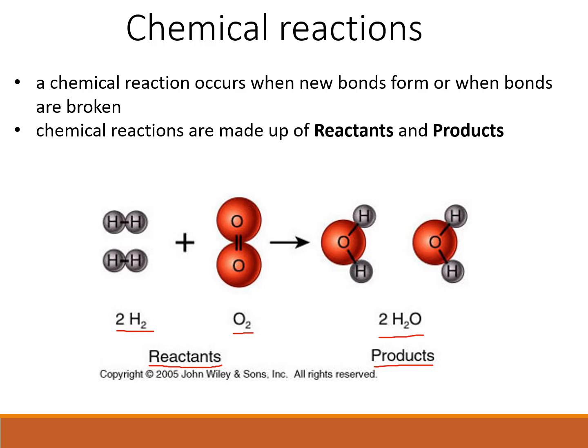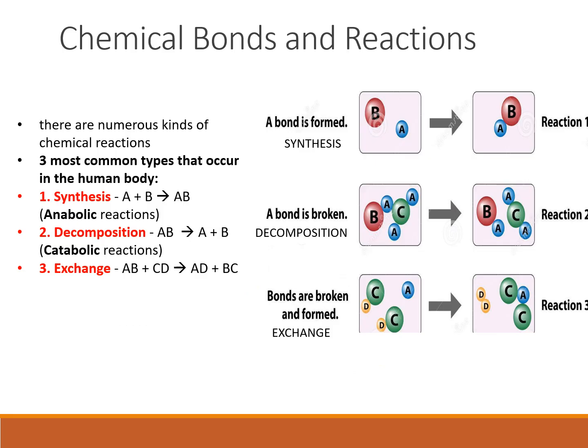We're going to break these bonds that exist between the hydrogen molecules. We're going to break these bonds which exist between the oxygen atoms. And then we are going to, through the chemical reaction, reform brand new bonds and create products. There are numerous types of chemical reactions that have been classified in chemistry. I want to point out the 3 most common types that will occur in the human body.